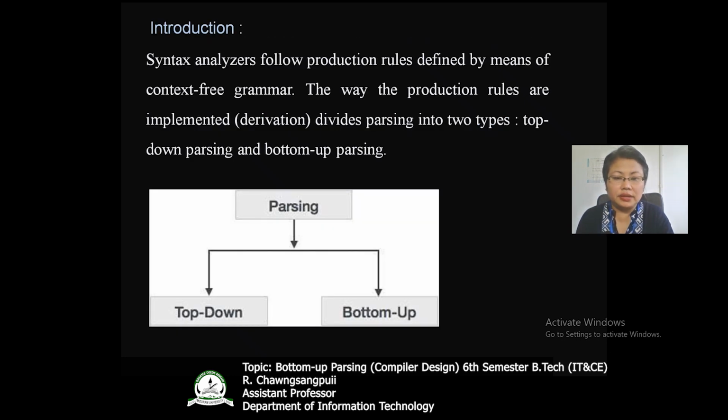Now here, let me explain a brief introduction of bottom-up parsing, which is the syntax analyzer, which we have seen in the second phase of the compiler phases. It follows the production rules, which are defined by means of a CFG, a context-free grammar. The way the production rules are implemented, which we call a derivation, divides parsing into two types, one being top-down parsing, another being bottom-up parsing. So basically we have two types of parsing, top-down as well as bottom-up.